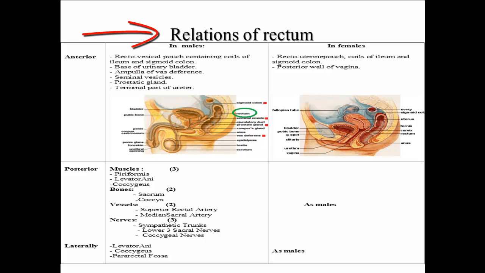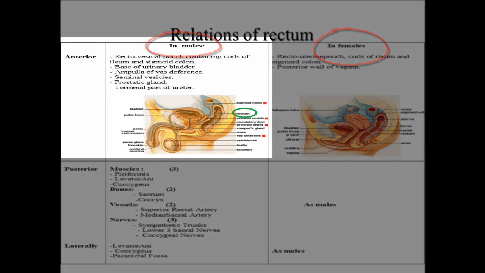This is the position of the rectum in males and females. In males, over the anterior portion, there is rectovesical pouch containing coils of ileum and sigmoid colon, base of the urinary bladder, ampulla of the vas deferens, seminal vesicle, prostatic gland, and the terminal part of the ureter.